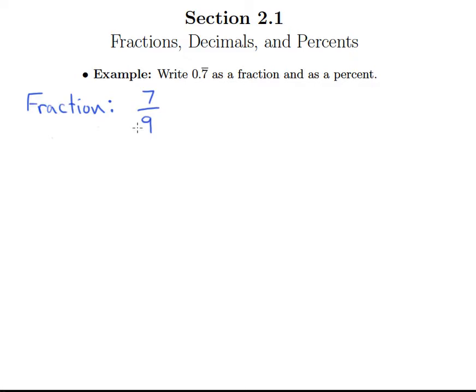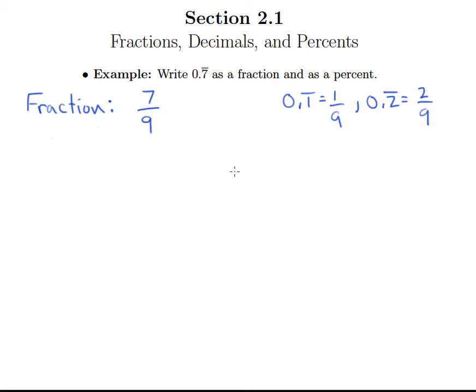So 0.7 bar is equal to 7/9. Just to give you an idea of the pattern here, if you have 0.1 bar, that's equal to 1/9. 0.2 bar equals 2/9. So this is kind of unsatisfactory in that just memorizing something without really understanding the why behind it is not ideal.